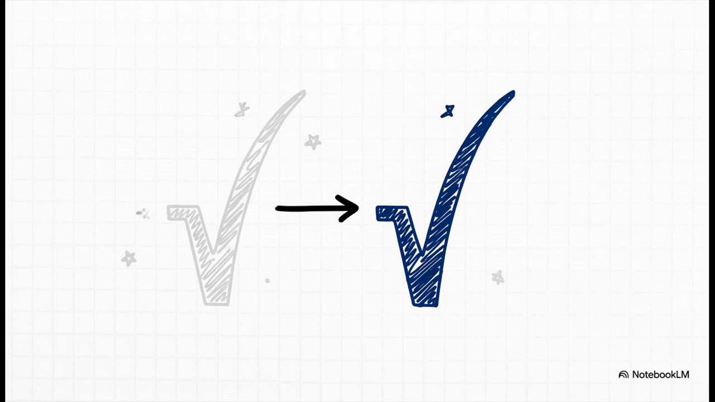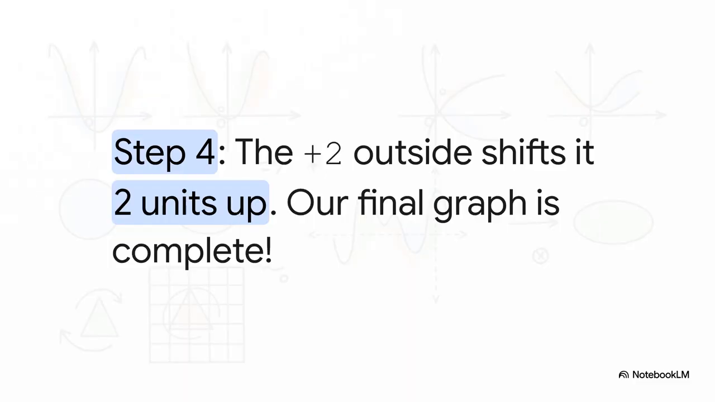Step 2 would be dilation, but if we look, there's no number multiplying our x or the whole function, so we can skip that. That brings us to step 3, shifts. Inside the function, we see x minus 1. And we remember our counterintuitive rule, right? Minus 1 inside means we shift the whole thing 1 unit to the right. And for our final move, we look at that plus 2 hanging out on the outside. That's a simple vertical shift. So we take our graph and lift the entire thing up 2 units. And there it is. We started with a simple curve, applied our rules in the correct order, and we have built our final complex graph.